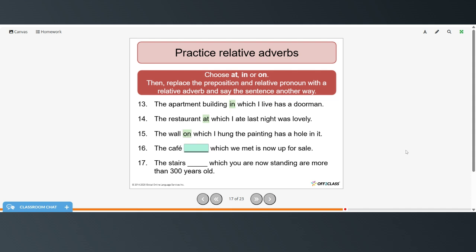And the cafe in which we met is now up for sale. So again, you could replace in which with where. And the stairs on which you are now standing are more than 300 years old. Again, on which can be replaced by where.